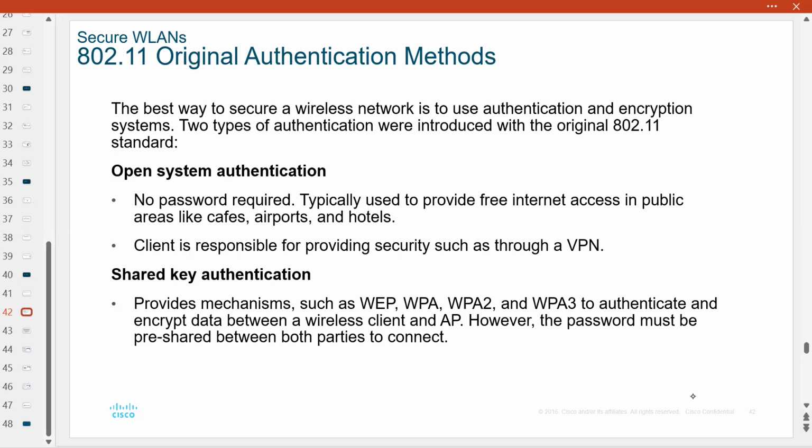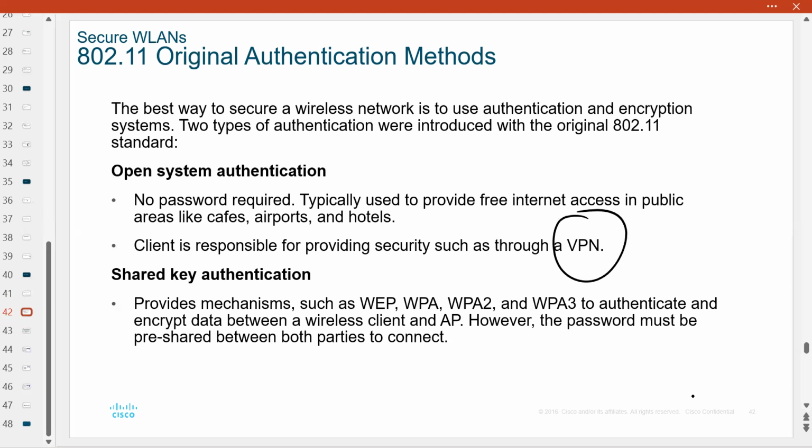So the best way to secure your network is to have authentication and encryption systems. With authentication, two types that we have: the open system and the shared key authentication. Open system, basically, that's an open network. All right? No passwords required, used for free internet access. If a client needs to have security for their traffic, then they can potentially use VPN.